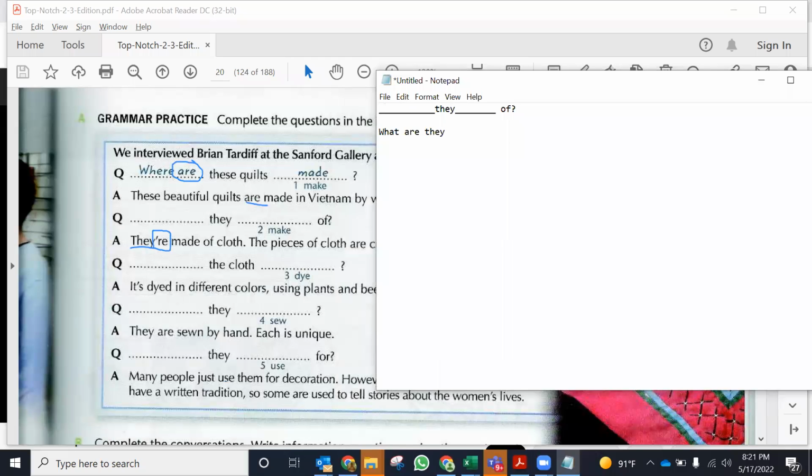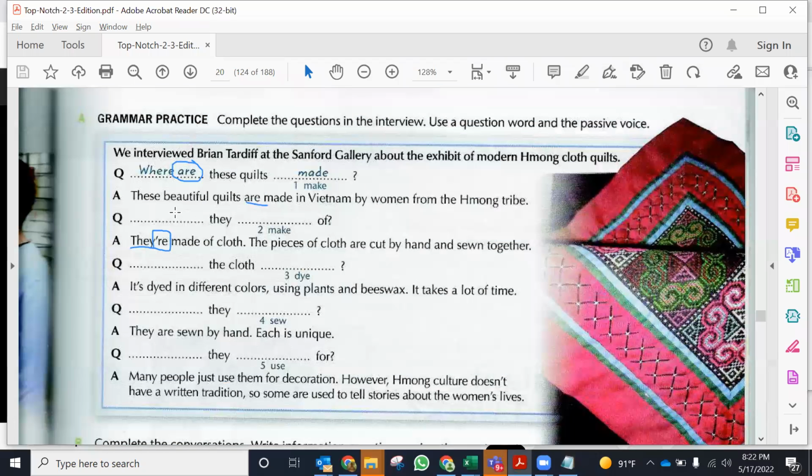Luego tenemos make, pero como ya tengo are, entonces el verbo que sigue va en pasado participio, o sea que sería made of. What are they made of? ¿De qué están hechas? ¿Estamos? ¿De qué están hechas? Están hechas de tela. Las piezas de tela son cortadas a mano y son como unidas o como cosidas juntas. ¿Ok? Más o menos va quedando.